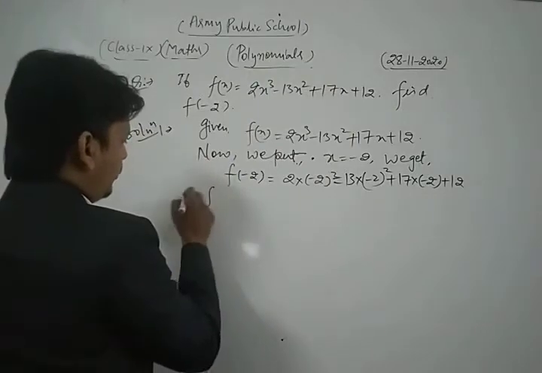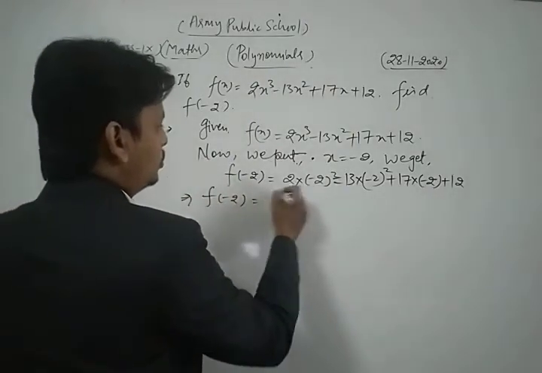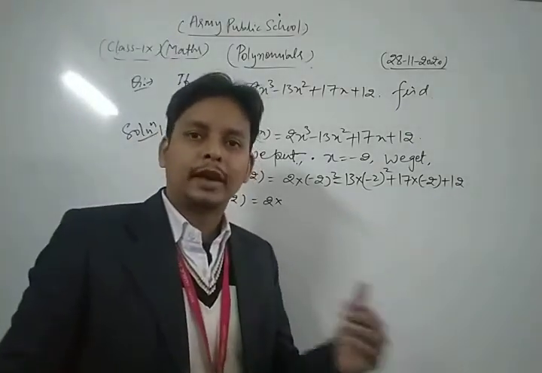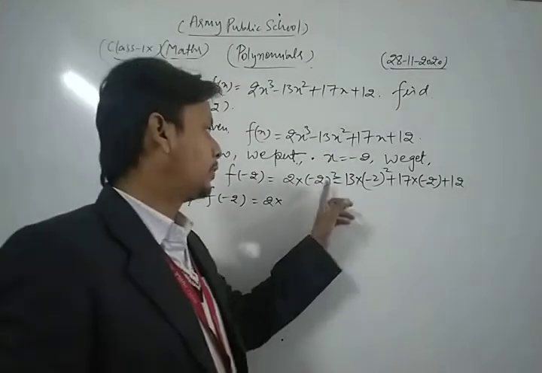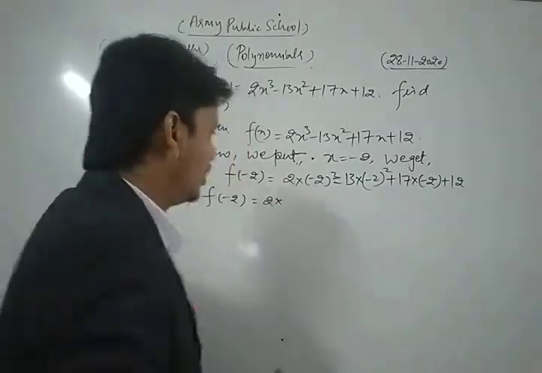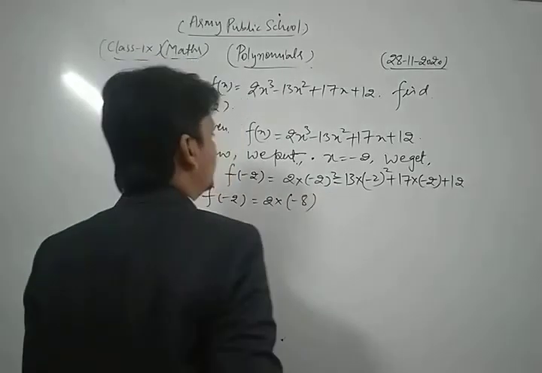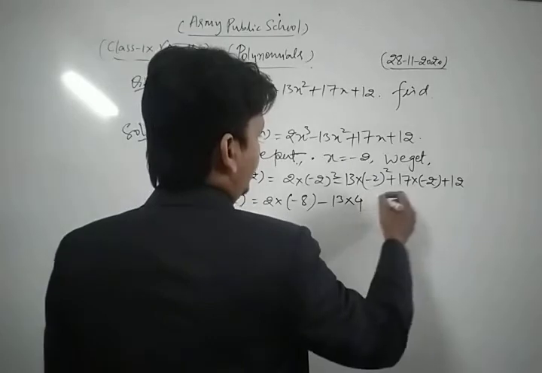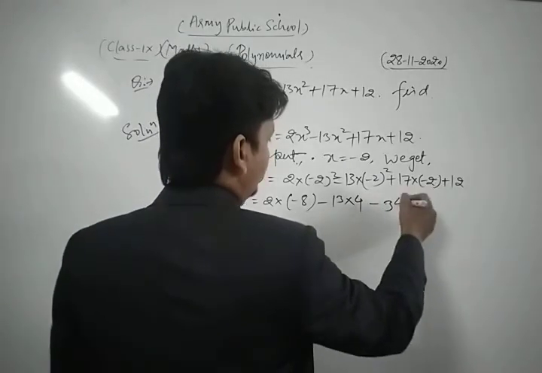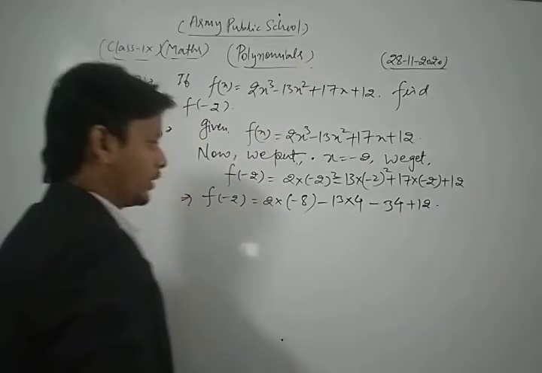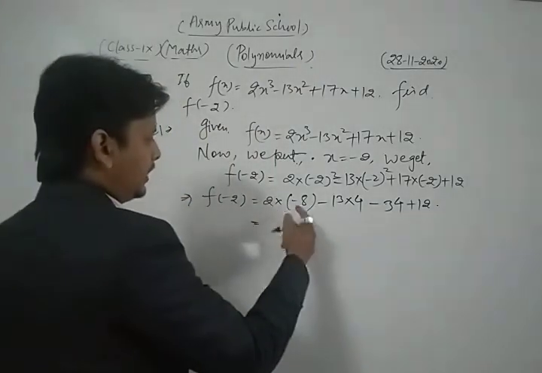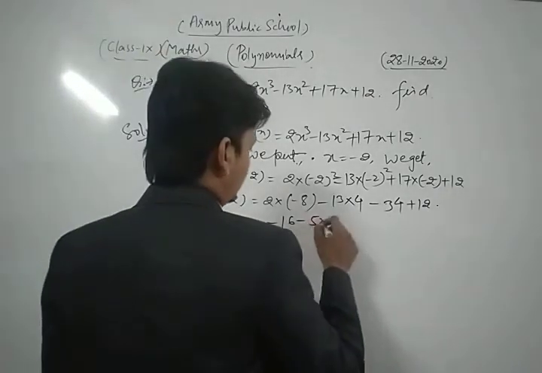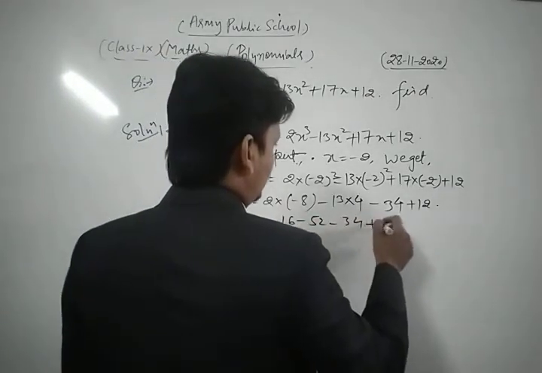Now f of minus 2 is equal to 2 into the cube of minus 2. Minus 2 cube is minus 8, because the power is odd, so the answer is always negative. So here we write minus 8, and minus 13 as it is. Now minus 2 square is plus 4. Now plus 17 into minus 2 is minus 34, and plus 12 as it is. Now we solve them. So we get minus 16, minus 13 into 4 is minus 52, and minus 34, plus 12.